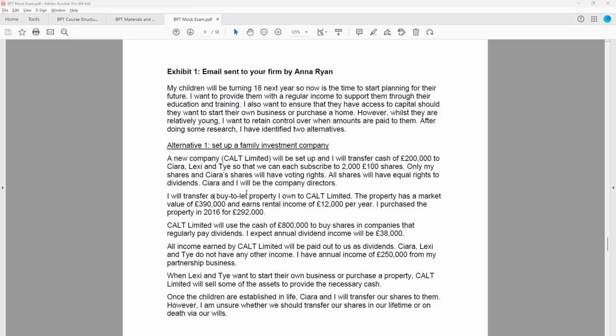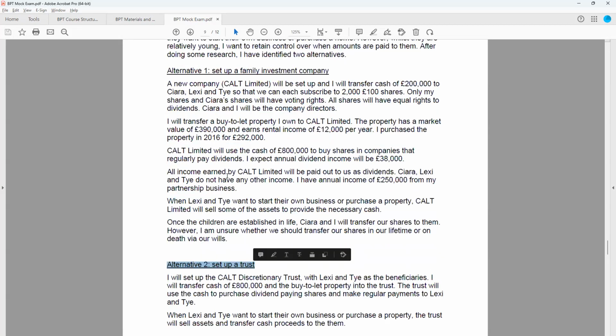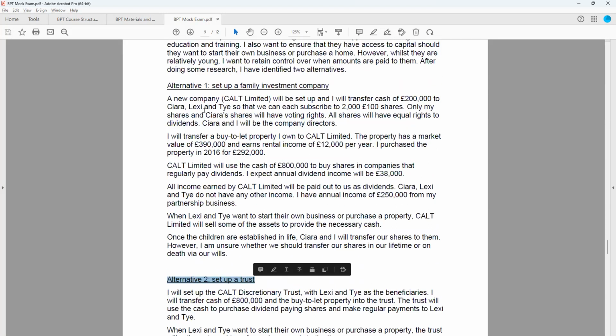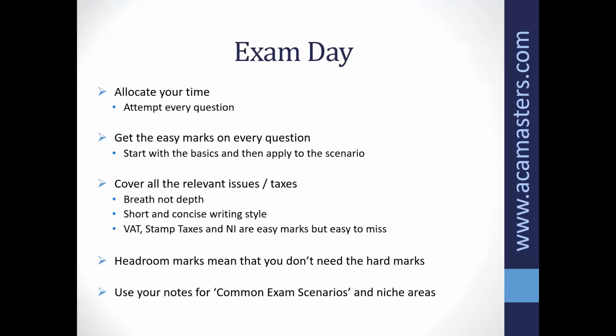And then again, if there's 2 alternatives like we have here, or several issues, you can see here that if you cover both of them and get the easy and the medium marks on both, then you're going to rack up marks very quickly. Whereas if you only answer alternative 1, you're going to severely limit the marks that you get.